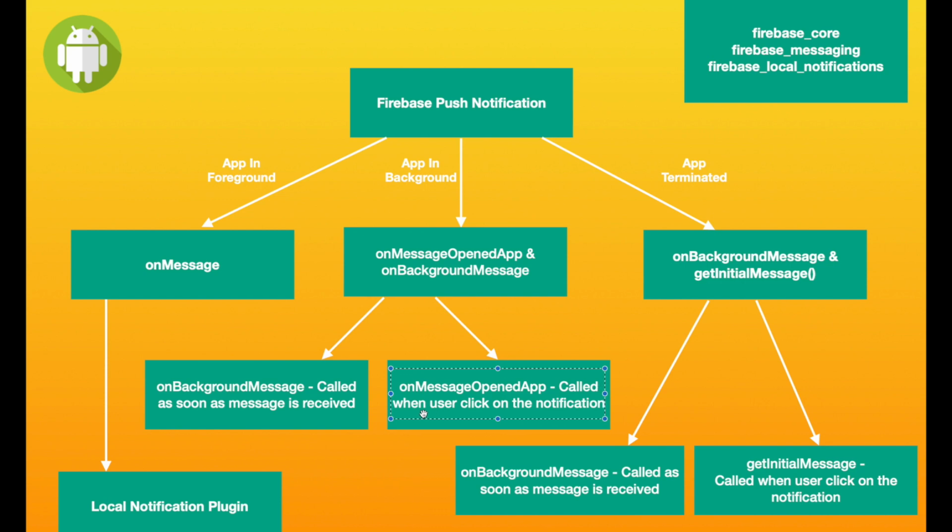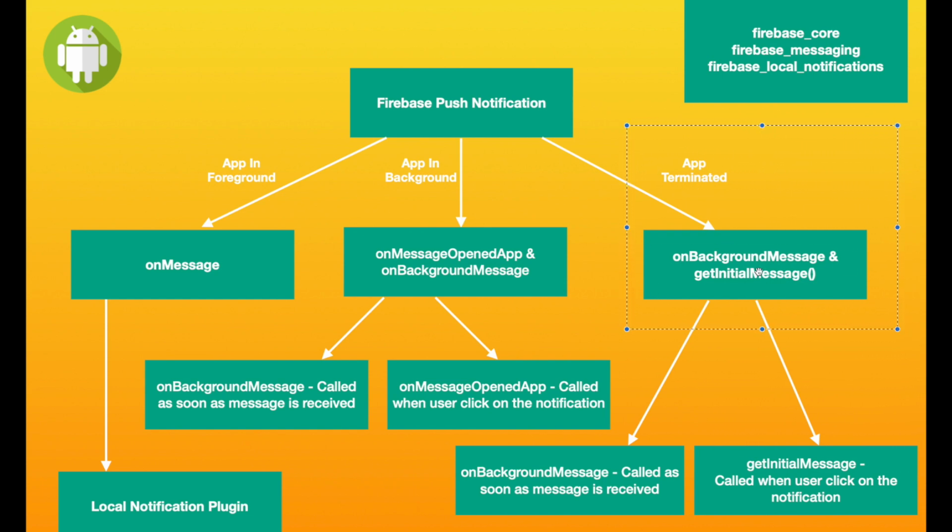This gets called when the user clicks on the notification. So in the notification tray, when the user sees that there is a message from this application, they will click on the message and then this method will be called. So any handling related to that, you can handle in this method. And then app terminated is the last scenario which we will handle, right?